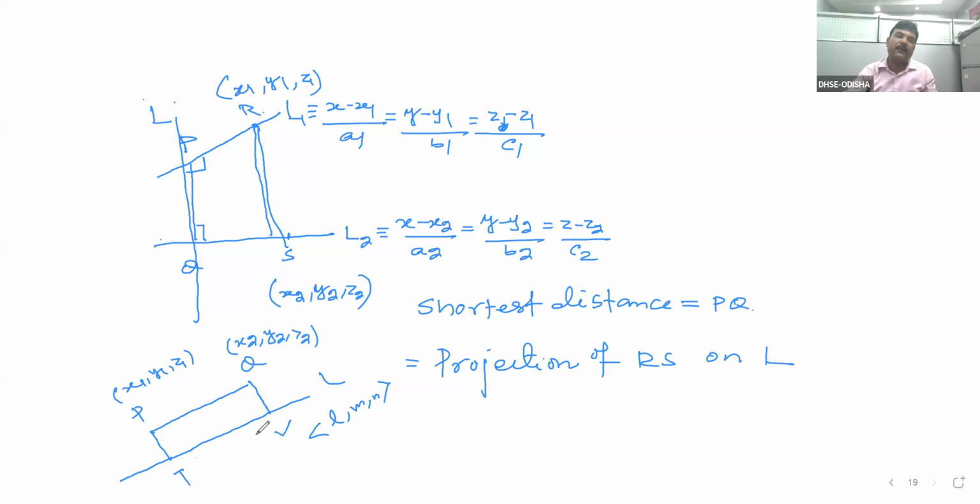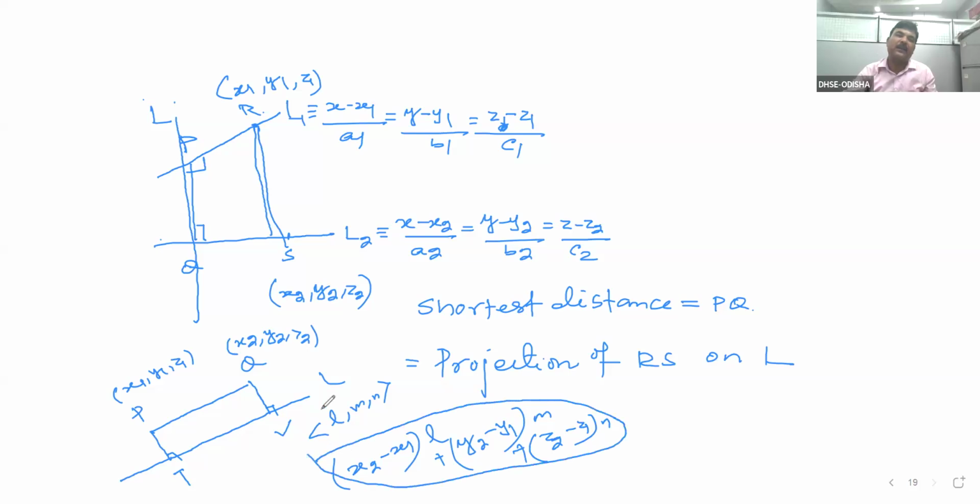The projection of PQ on the line is equal to (x2 minus x1) into L plus (y2 minus y1) into M plus (z2 minus z1) into N. This is the formula for projection. So already we have the DRs of the line L: B1C2 minus B2C1, C1A2 minus C2A1, A1B2 minus A2B1. From the DRs you can calculate the DCs of the line.